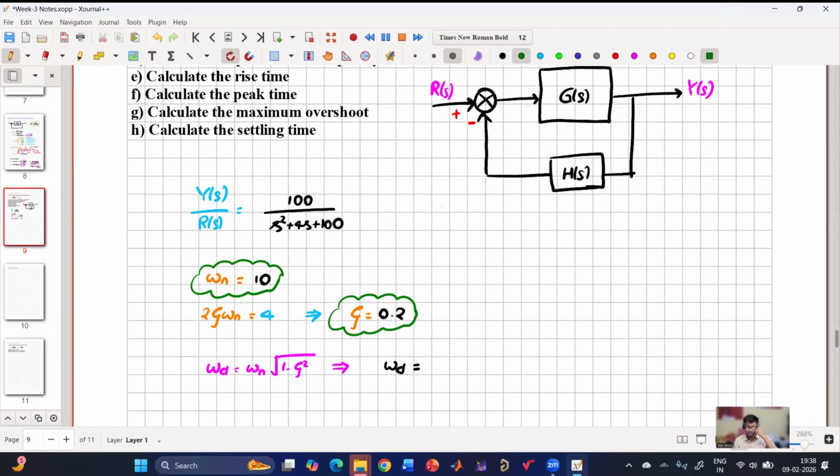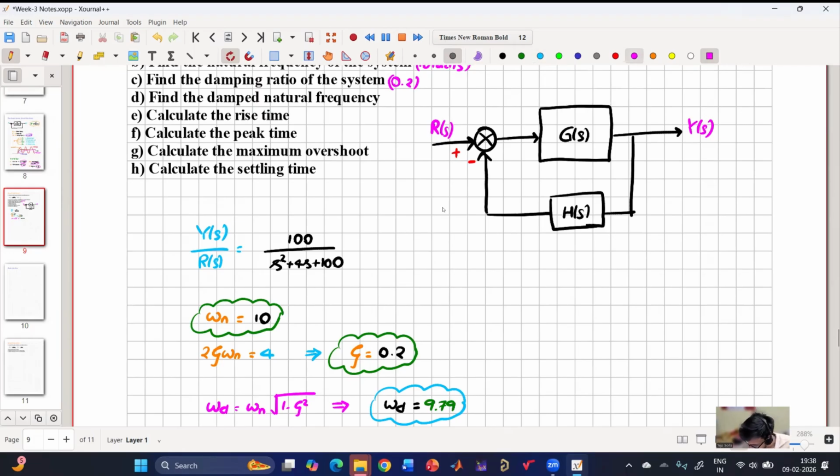9.79 radians per second. So you got 9.79. I hope others are also getting the same value. It is 9.79.